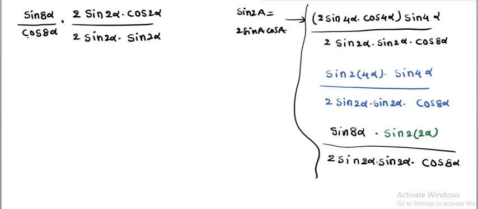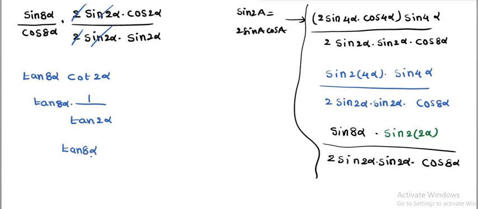So sin by cos of the same angle, sin theta by cos theta, is tan 8 alpha. The 2 is removed, the next value sin 2 alpha is also removed, leaving cos 2 alpha by sin 2 alpha, which is cot 2 alpha. So tan 8 alpha times cot 2 alpha, and cot is 1 by tan, the reciprocal of tan. So tan 8 alpha into 1 by tan 2 alpha. Therefore tan 8 alpha by tan 2 alpha. Okay, right now next problem.